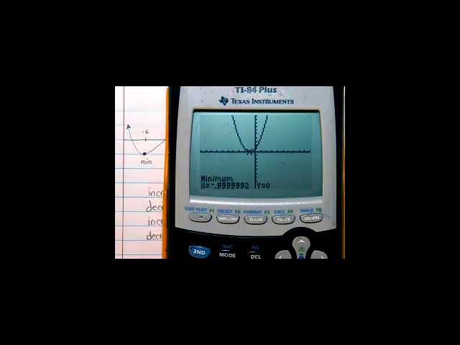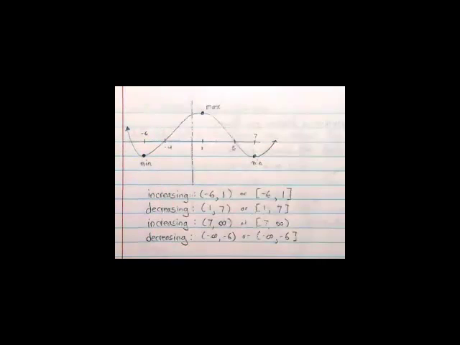So you can use the calculator to do that. But you have to use it to pinpoint the mins and the maxes first, and then you can start using that to piece it all together, just the same as we did before. So, okay. So that's that increasing and decreasing stuff.